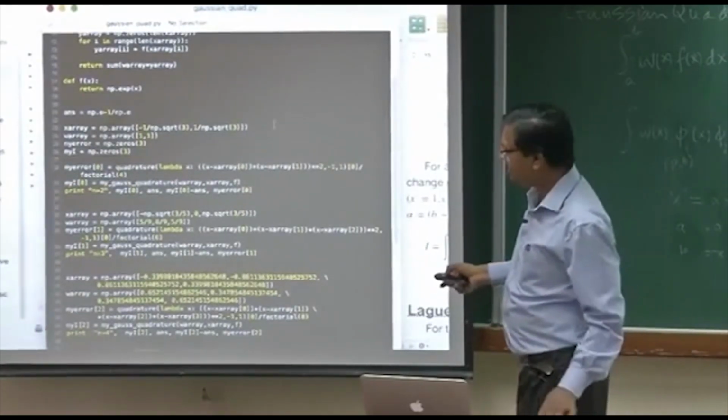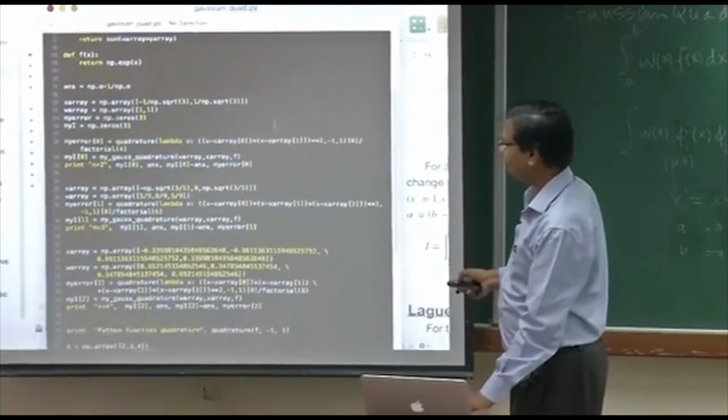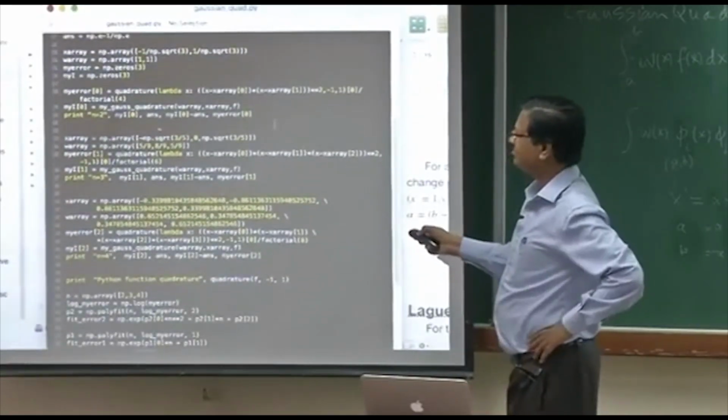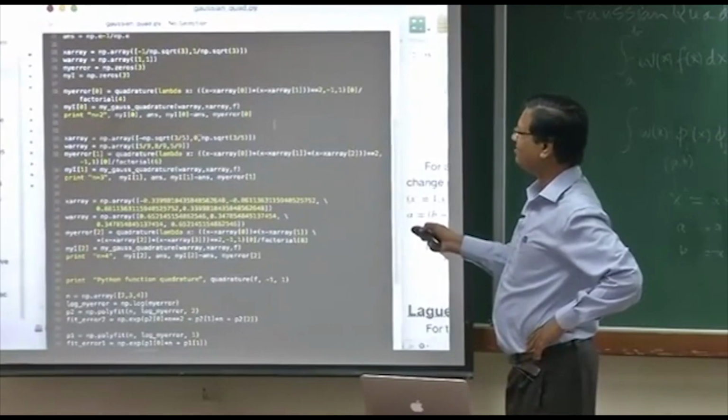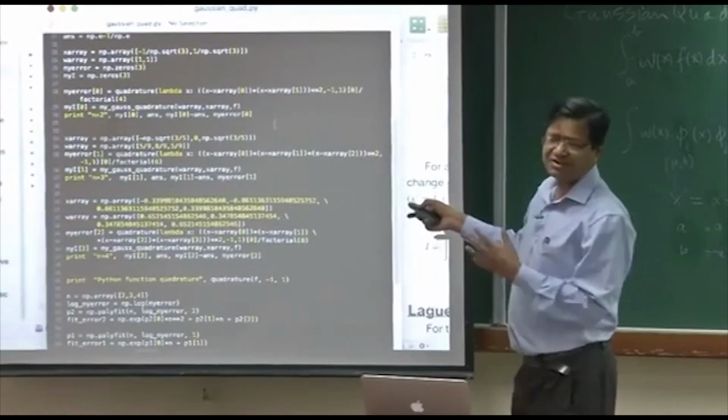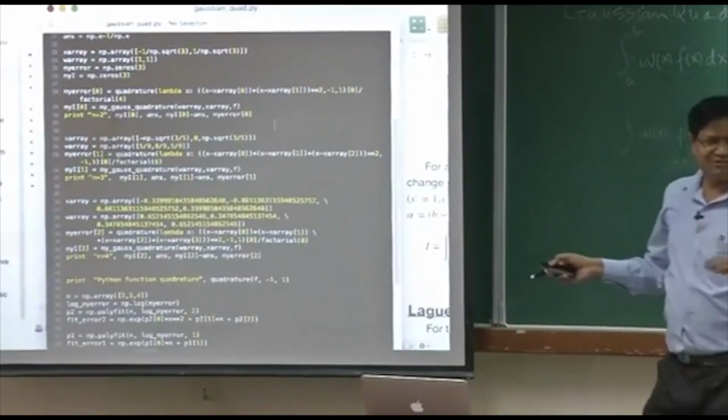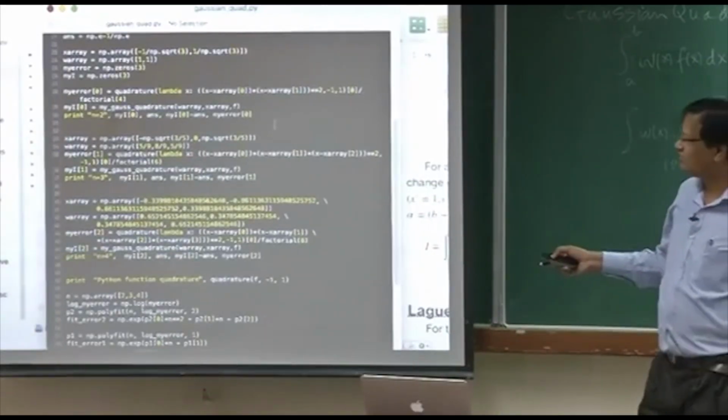If I want n equal to 3, then I have to give you 3 abscissas, and the 3 abscissas are here: minus square root 3 by 5, 0, square root 3 by 5, and these are the weights, 3 weights. So this is from the table. Table has number values, but this I know, I computed them, so I know these values.